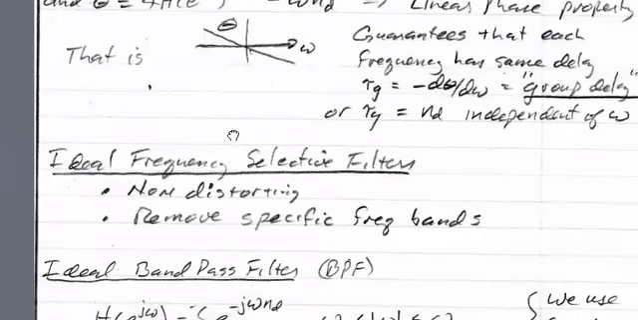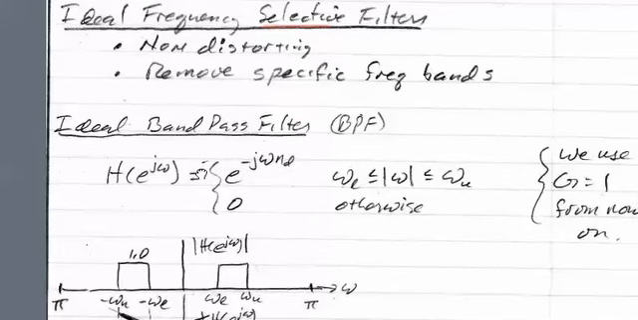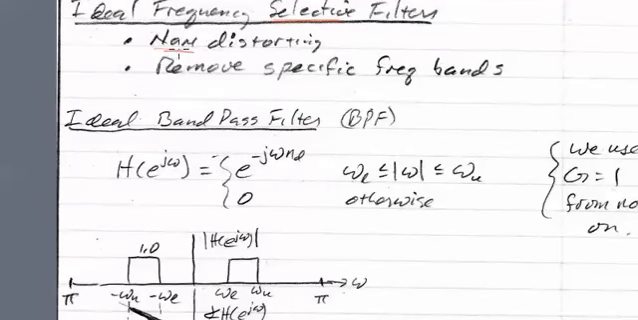Okay, all right. So now we're going to talk about frequency selective filters. We've kind of been talking about frequency selective filters, but now we're going to get serious. Okay, they're non-distorting, so they're ideal, non-distorting, but they're designed to remove specific frequency bands.